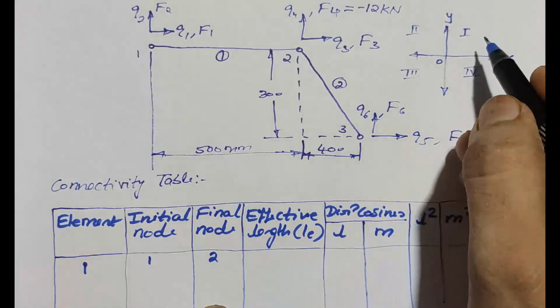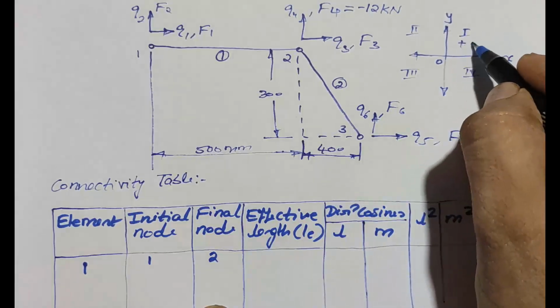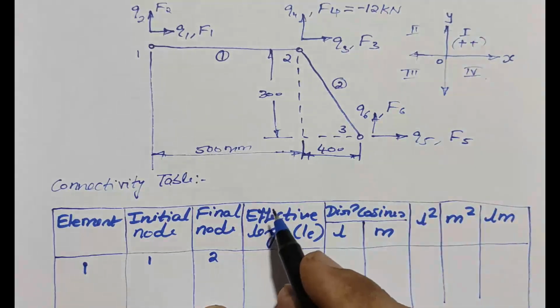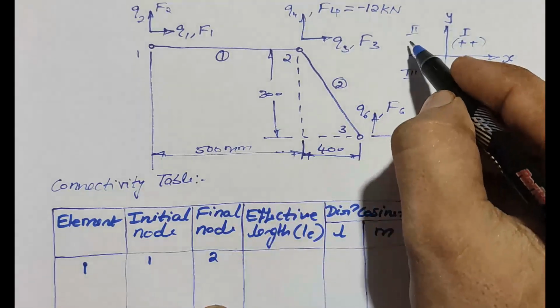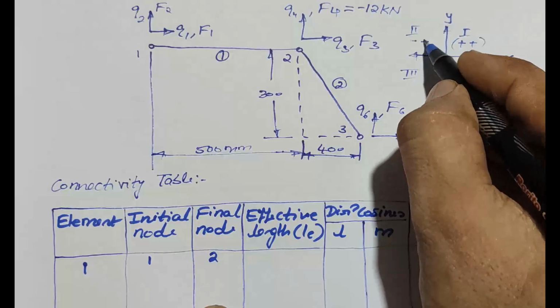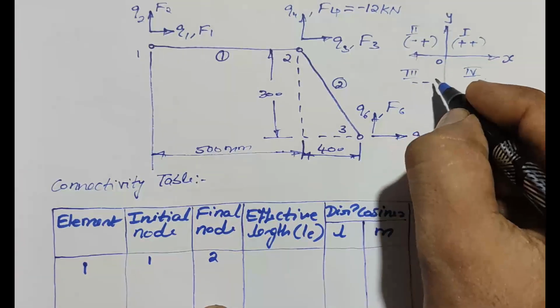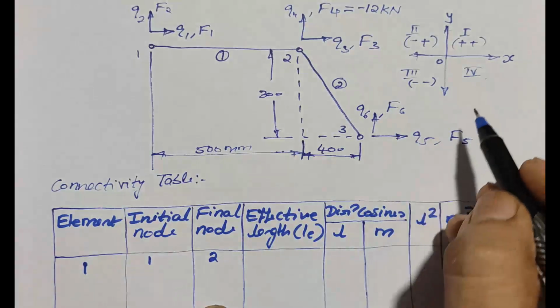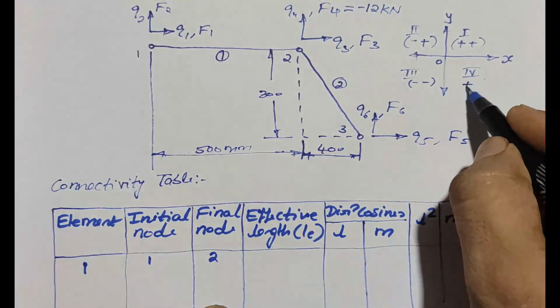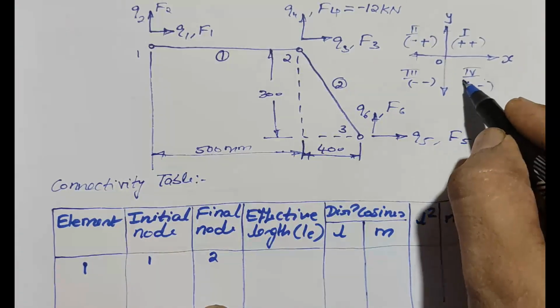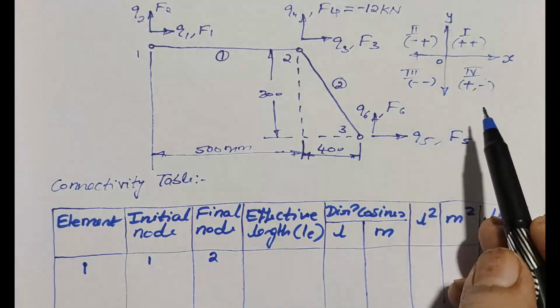See, in first quadrant both X and Y are positive. In second quadrant X is negative, Y is positive. In third quadrant both X and Y are negative. In fourth quadrant X is positive, Y is negative. So this is our Cartesian coordinate system.